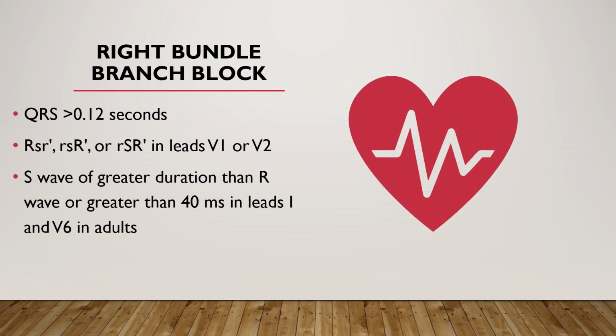Let's talk about right bundle branch block. QRS will be prolonged of more than 0.12 seconds. The QRS morphology in the right precordial leads can vary. And S wave tends to be greater in duration than the R wave, or longer than 0.04 seconds in lead 1 and V6.